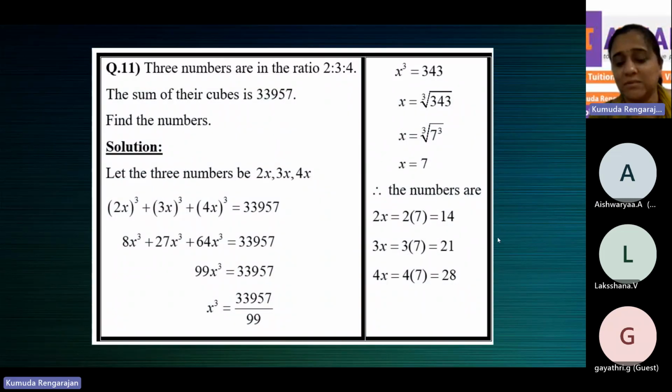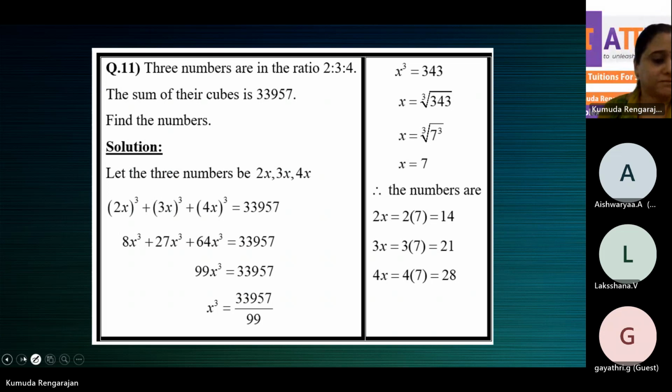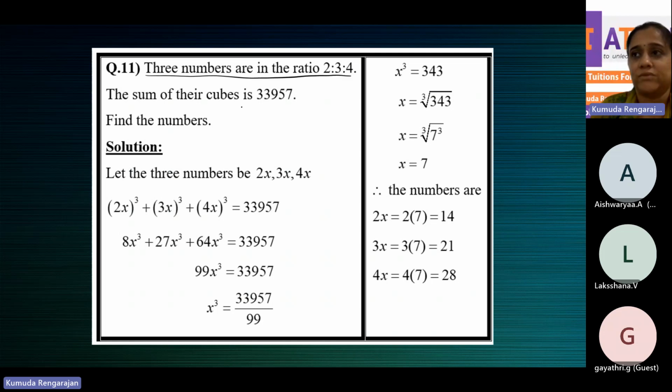Okay. So last class, I remember explaining this answer in the last few minutes of the class. So I would just like to do it again. Three numbers are in the ratio 2:3:4. So let the numbers be 2x, 3x, and 4x, right?